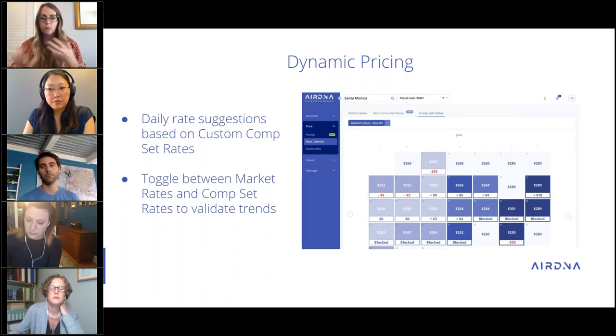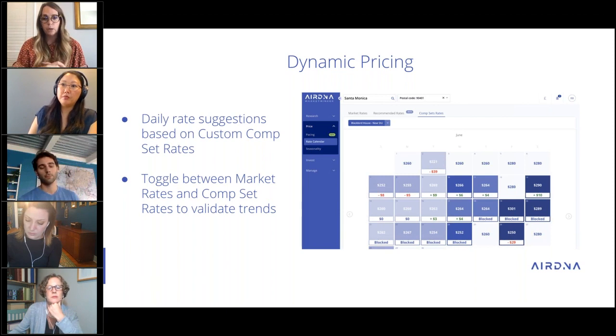And this is where you can see in the red and green where you may want to decrease or increase your price for a certain day, given how your competitors are priced.